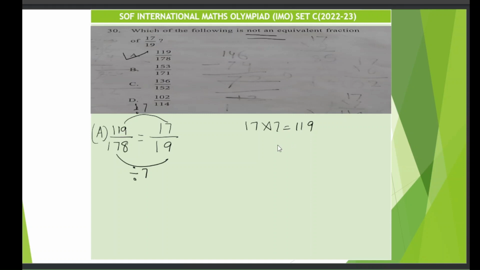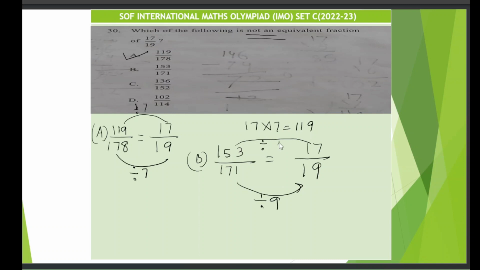But if you want to proceed and check option B, which is 153 by 171, is it an equivalent fraction of 17 by 19? Yes, because if you divide by 9 here, 19 into 9 is 171. Similarly, 153, if you divide by 9, you will get 17, because 17 into 9 is 153, right? So option B is clearly an equivalent fraction. Similarly, C also is an equivalent fraction, D as well.